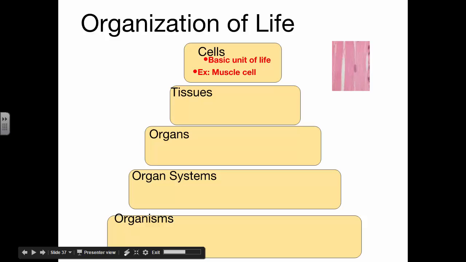So sometimes you have many cells that are all working together to accomplish some task. And we call that a tissue. Okay, so tissue is a group of cells working together.